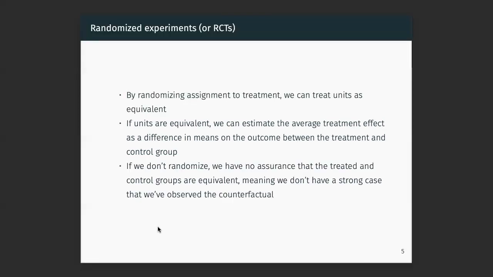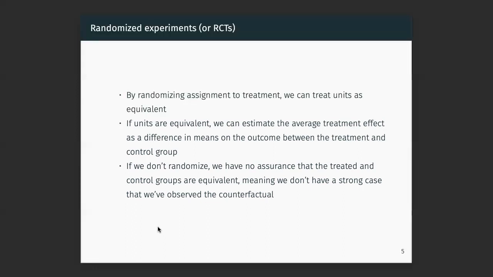So if we don't randomize, which is the case of just having observational data and adding control variables, we have no assurance that the treated and control groups are equivalent. And that means we don't have a strong case that we've obtained the counterfactual, which is what we're after. What would have happened if this unit had not been treated? If we don't have any assurance that the two groups are equivalent, we can't treat the groups that didn't get the treatment as the counterfactual.